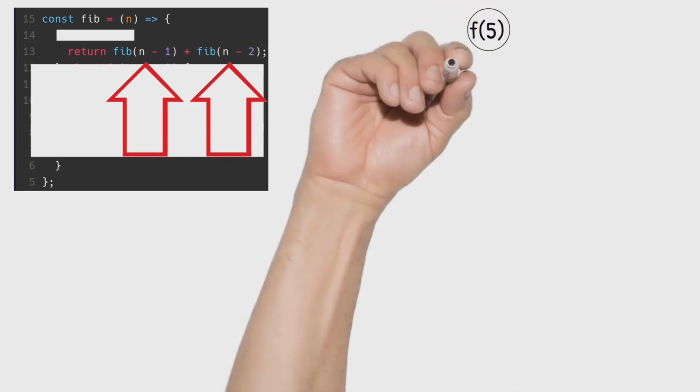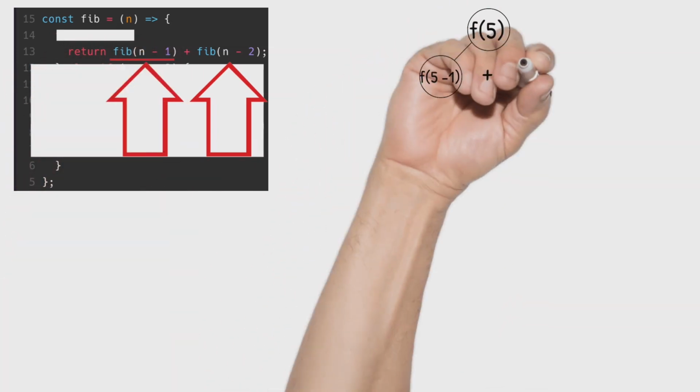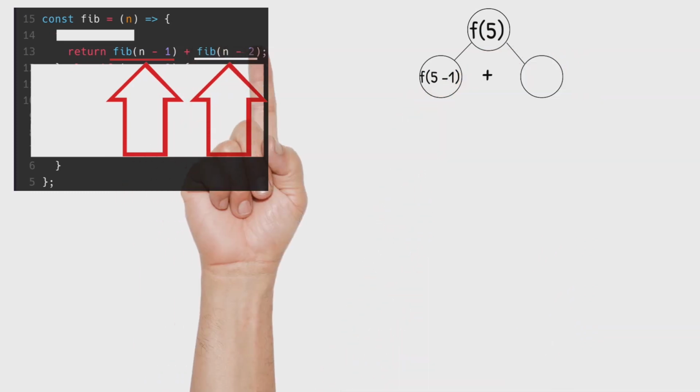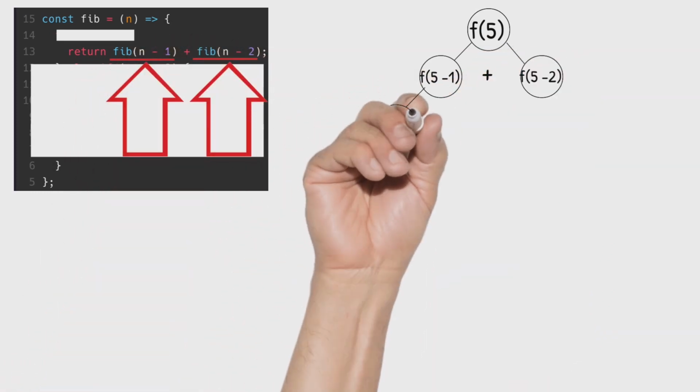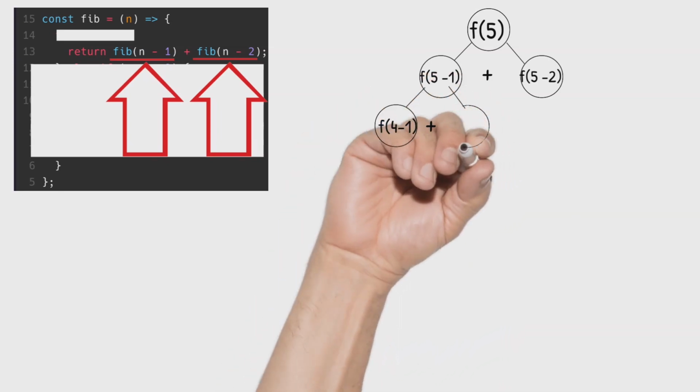Let's try to visualize this. Now let's imagine that every time the function fib calls itself, we go deeper into a tree structure. For every one call to the fib function, we must call the fib function 2 more times and then add them together.